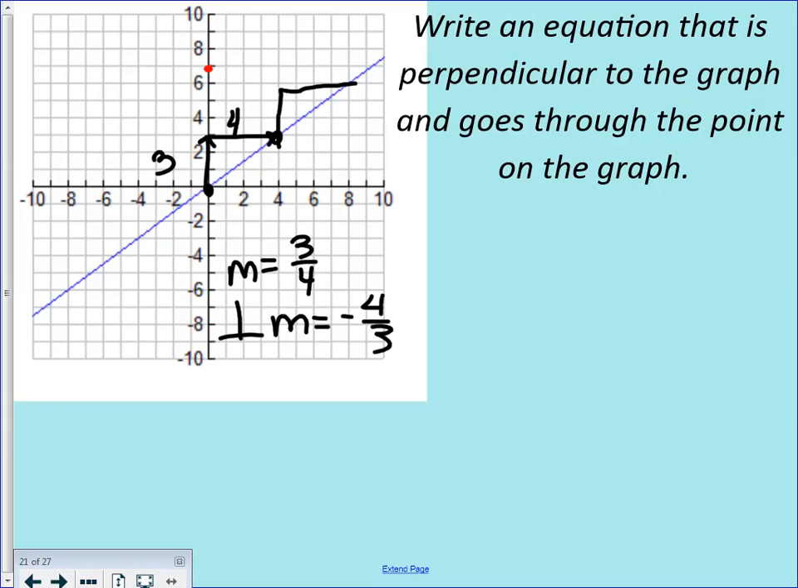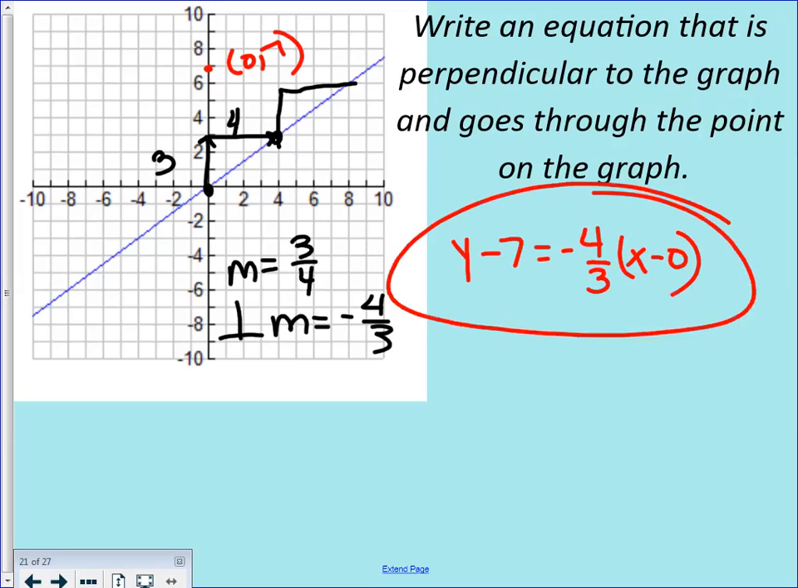I need to go through this point up here. Well, that point is 0, 7. That then means I write my equation: y minus 7 equals negative 4/3 x minus 0. If I wanted to get into slope intercept, I would continue on, but in this case, I don't have to.